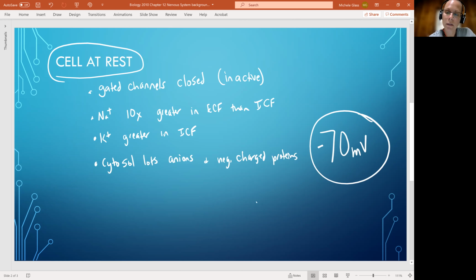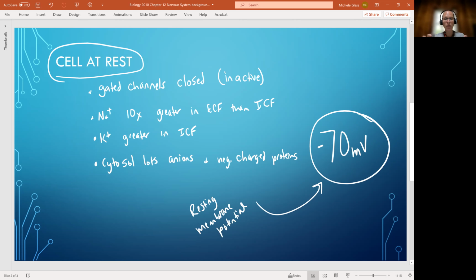So this is our resting membrane potential. And we're memorizing this number. So anytime we talk about a cell at rest, we should understand its resting membrane potential is negative 70 millivolts. And it's negative inside because of that sodium potassium pump, creating 10 times more sodium in the extracellular fluid compared to the intracellular fluid, because those other gated channels are closed, and so forth.